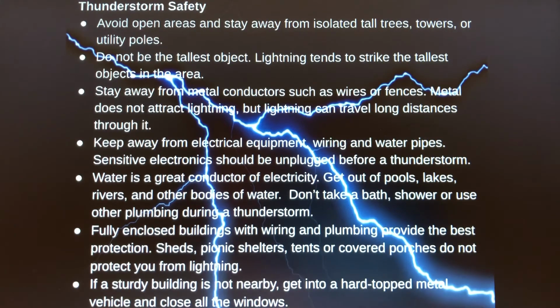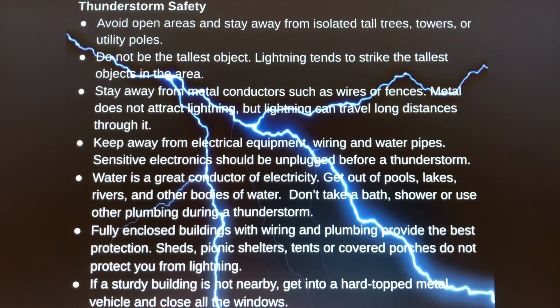Get out of the pool, the lake, the river, the ocean, any body of water that you're in. And don't take a bath, shower, or use other plumbing during a thunderstorm. It can come right through the pipes. Fully enclosed buildings with wiring and plumbing provide the best protection. Places like your house, a school, the mall or a restaurant provide really good safety.